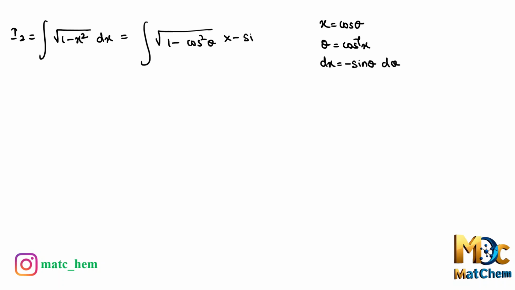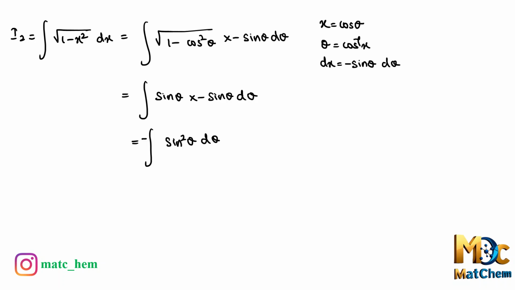dx equals minus sin theta d theta. That is equal to the integral of the square root of 1 minus cos square theta, which is sin square theta. When you take the square root, it becomes sin theta into minus sin theta d theta. That is equal to the integral of, minus can be taken outside, sin square theta d theta.